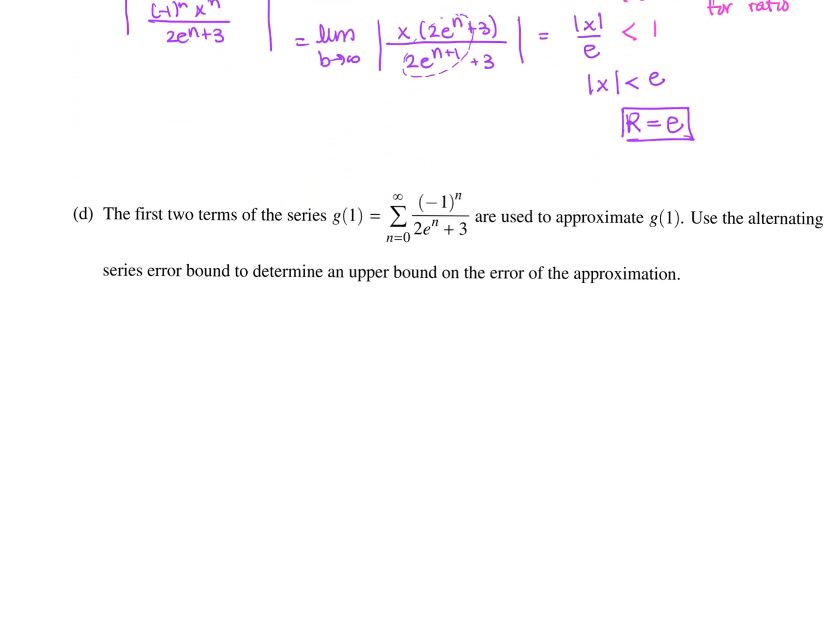Part D. The first two terms of this series are used to approximate g of 1. Use the alternating series error bound to determine an upper bound on the error of the approximation. Okay, so they specifically asked for the upper bound. All right, so I'm going to first write out a couple terms of this series.